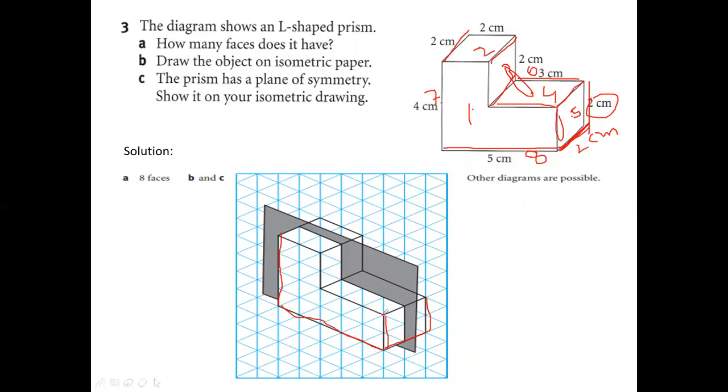From here I will draw 3 centimeters. From here I will draw 3 centimeters. Then I will join this. Then it is again 2 centimeters he has given. If it is 2, the parallel one is again equal, that is again 2. So here I will take 2 centimeters again. Here also I will take 2 centimeters. Then join it.